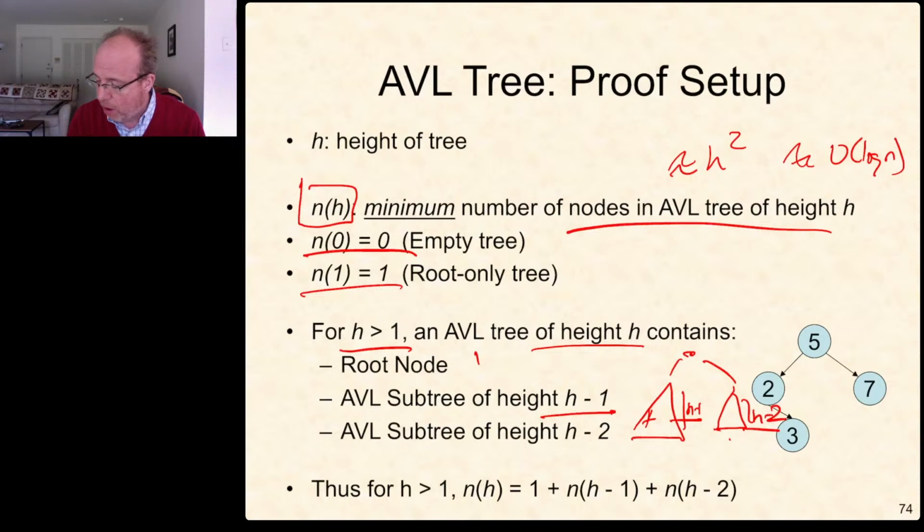So we know that for any tree that's more than 1 deep, the minimum number of nodes in that tree is that node plus the minimum number of nodes in a tree of height h minus 1 plus the minimum number of nodes of a tree of height h minus 2. And this is a recurrence relation like a lot of others we've seen, and we'll solve it in pretty similar ways.